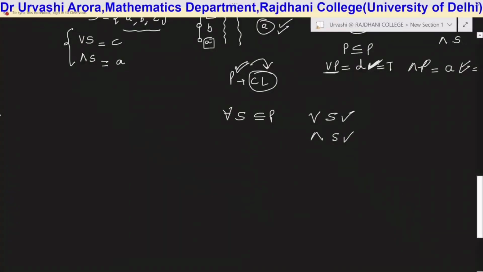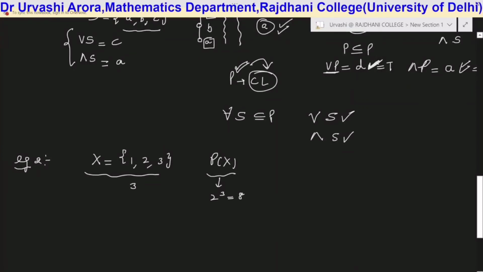So that was example 1, and now coming to example 2. In example 2, we take the example of the power set of a set, where the power set of a set is the set of all subsets of that set. So let me take X to be any set consisting of, let's say, 3 elements, 1, 2, 3, and the power set of X, which is the set of all subsets of X, consists of 2 to the power 3, which is 8 elements.